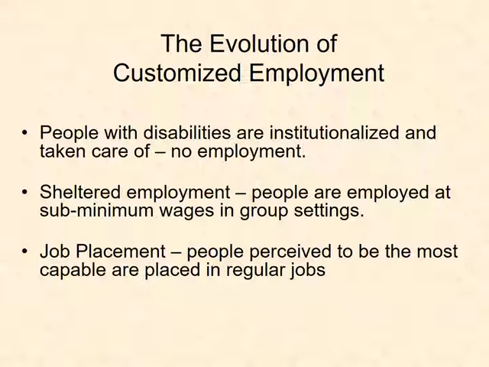Deinstitutionalization in the U.S. began in the 1970s, and people who left the institutions had access to financial supports like supplemental security income and Social Security disability payments. We saw an increase in sheltered workshops during that time, but individuals were still not seen as able to perform competitive work and were paid less than minimum wage for the work they performed.